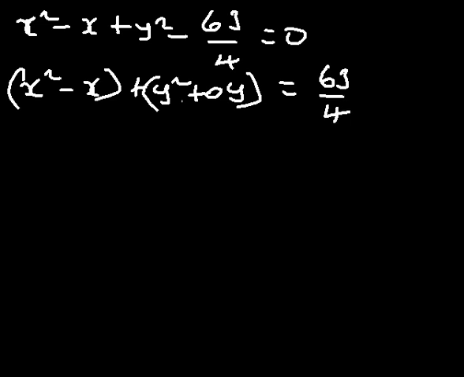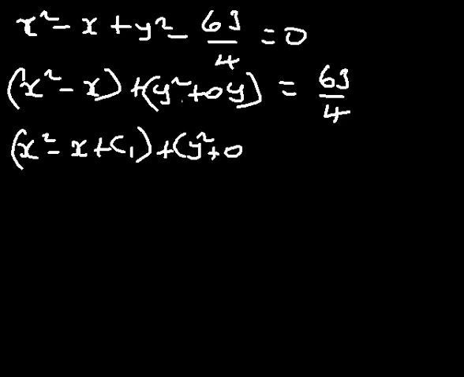So it should be that. So now which means we'll have x squared minus x plus c1 like that, and plus y squared plus zy plus c2 like that, which is equal to 63 over 4 plus c1 plus c2.